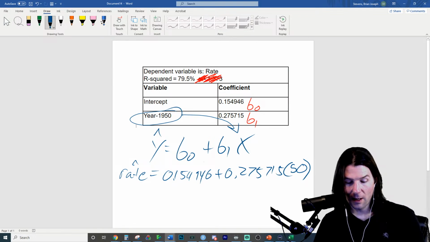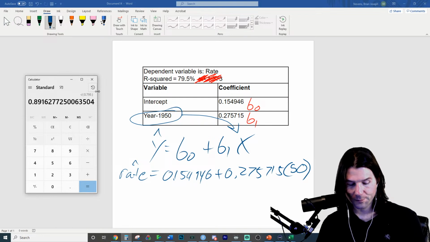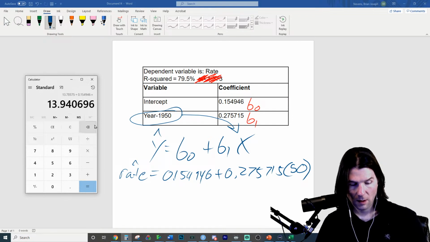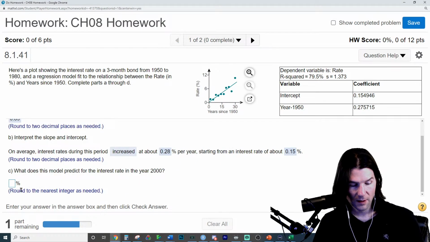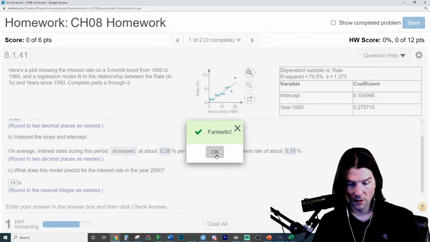So that's just plugging in the value, knowing where the things go in the equation. And we go over here, and we times 50. And we get that, and we add to 0. And there we go. And we're going to round up to 14, I believe. So what does it predict to the nearest integer? There we go. Check answer.